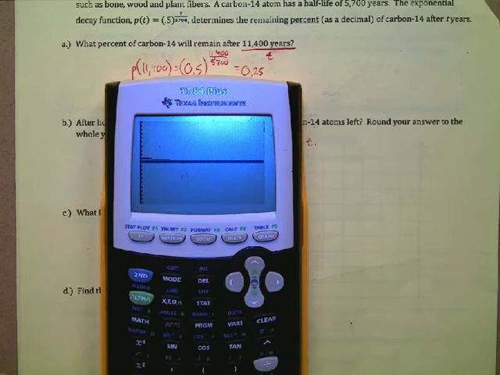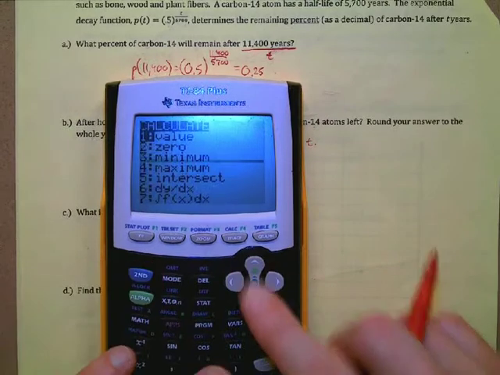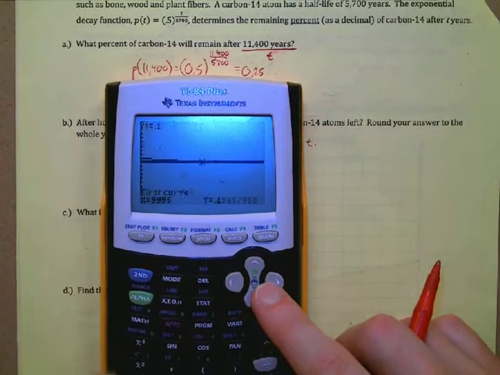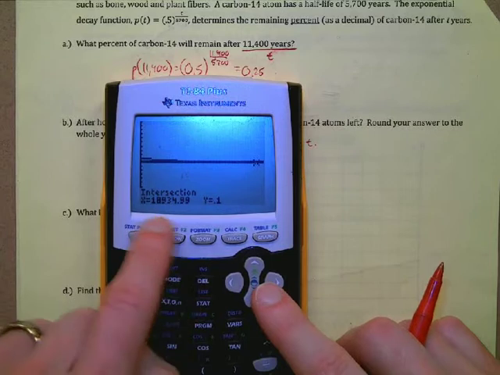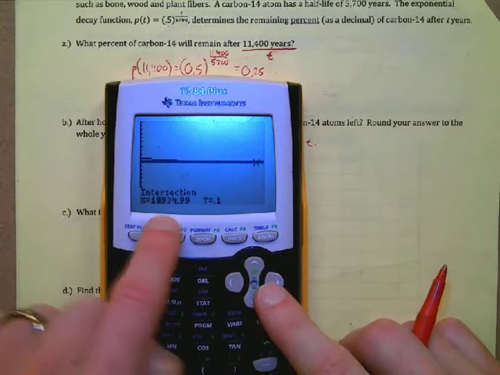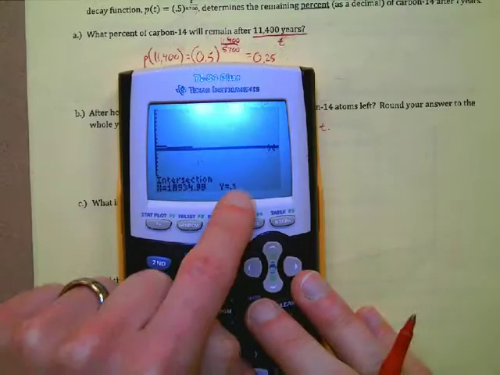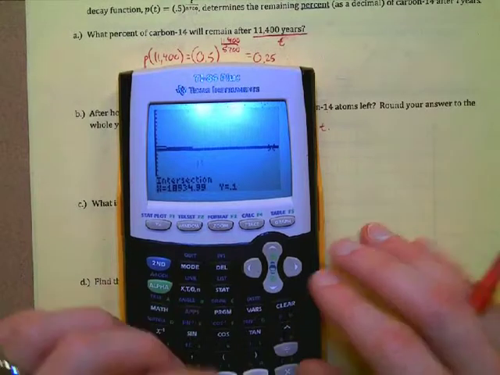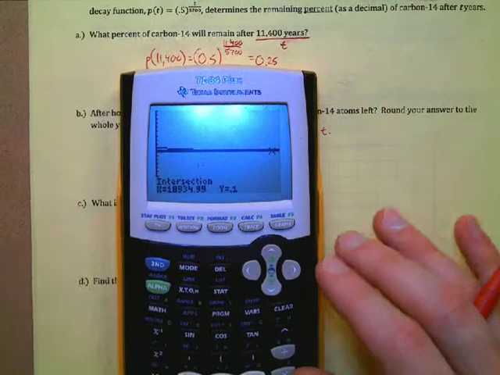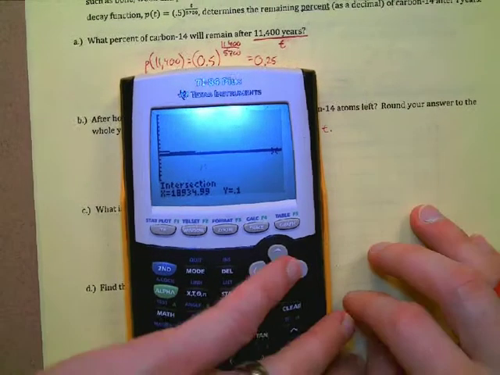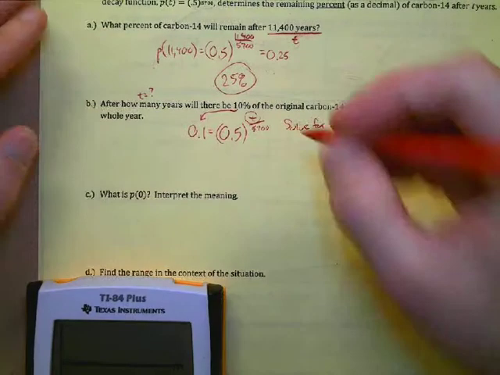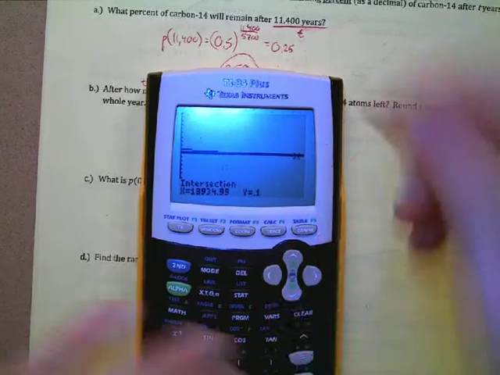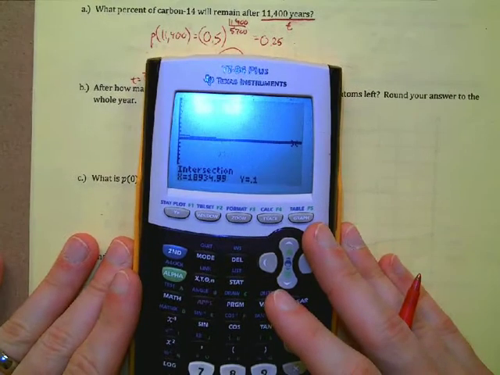Okay, there it did go down a little bit. Let's see here. Intersect. Okay, it does show here that after about 18,000 years, we do get that 10%. So we'll say about 18,934.95 years. You're supposed to round to the nearest whole year. Okay, 18,935 years then.